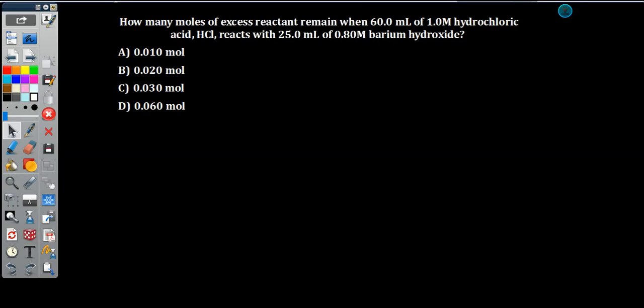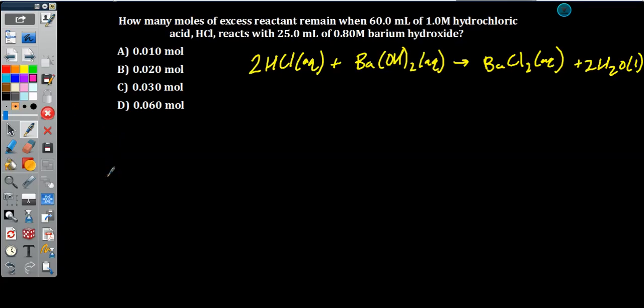Let's get into some excess and limiting using ice tables. How many moles of excess reactant remain when 60.0 milliliters of 1.0 molar hydrochloric acid, HCl, react with 25.0 milliliters of 0.80 molar barium hydroxide? Whew, doozy. With any stoich problem, let's first write a balanced chemical equation. Boom. Our next step is to set up our ice table here.